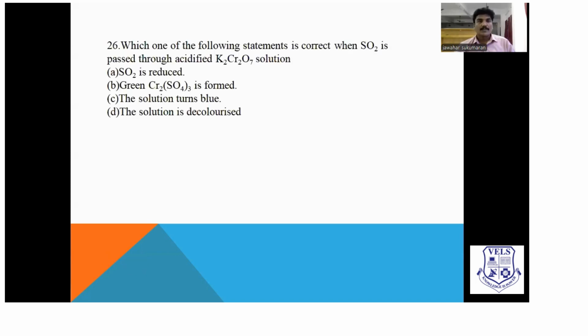Which of the following statements is correct when SO2 is passed through acidified K2Cr2O7? A. SO2 is reduced, B. Green Cr2(SO4)3 is formed, C. The solution turns blue, D. The solution is decolorized. Answer is B. Green Cr2(SO4)3 is formed.